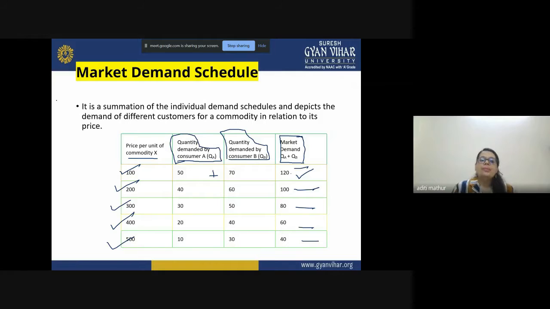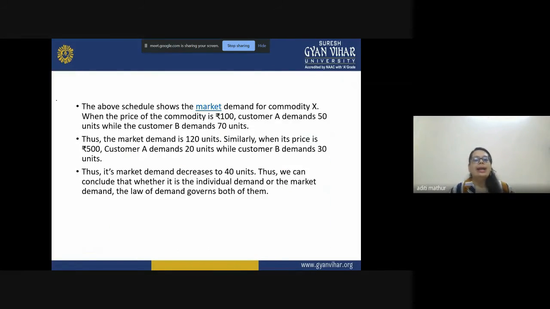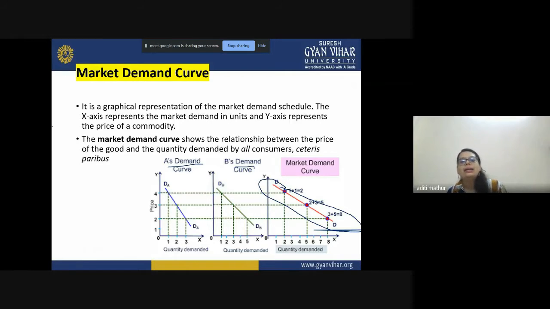Then we understood the market demand schedule, in which we said that the market demand schedule is the summation of all the individual demand schedules by different customers in the market, right? So your market demand in this example is equal to the summation of the quantity demanded by A and B at different price levels. And when you draw the same on a graph, we get our market demand curve.